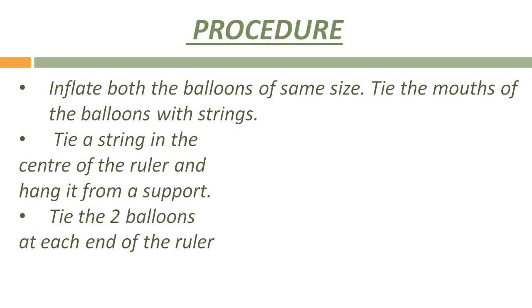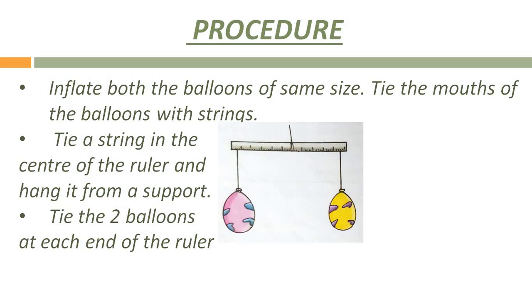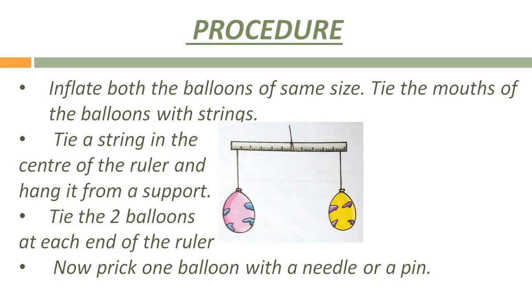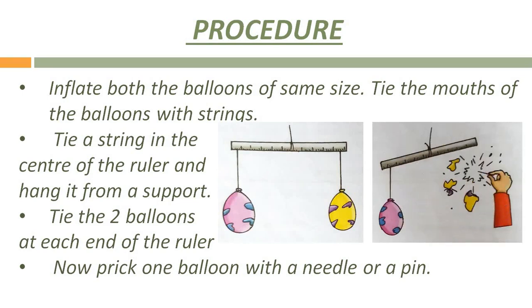Now take a ruler, tie a string in the center of the ruler and hang it from a support. Now third, you have to tie both the balloons at each end of the ruler so that the ruler is in a straight position as it is shown in this picture. See, this picture is showing that in the center of the ruler a string is tied that is hung from a support, and at each end of the ruler you hang the balloons filled with air, and they should be of the same size. Now break one balloon with the needle or pin as it is shown in this picture.